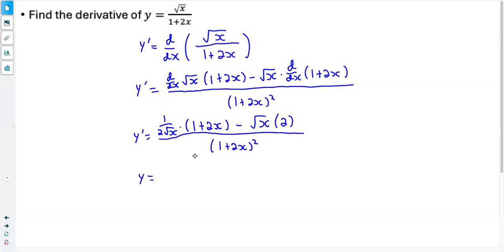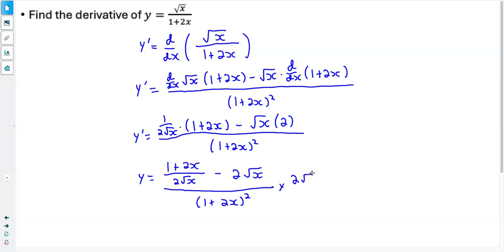So we've got y equals (1 plus 2x) over 2 root x, minus 2 root x over (1 plus 2x) squared. Now we're not done because in math we don't like to have fractions nested inside other fractions. So we want to get rid of this fraction here. So to do that, I'm going to multiply the numerator and denominator of this larger fraction by 2 root x.